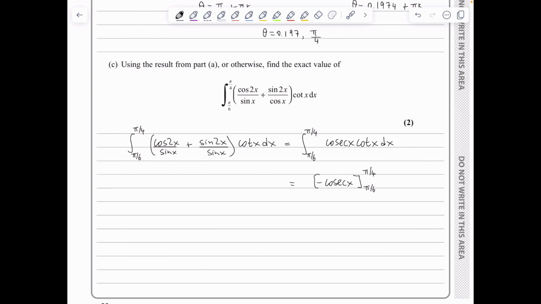Well, I will substitute the upper limit, so we've got minus cosec of pi over 4 minus the negative cosec of pi over 6. Well, the minus cosec of pi over 4 is simply minus root 2, and the negative cosec of pi over 6 is negative 2, so minus negative 2. So this is giving me an answer of 2 minus root 2.